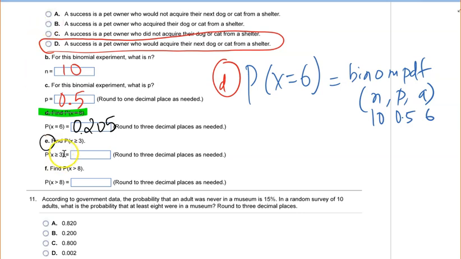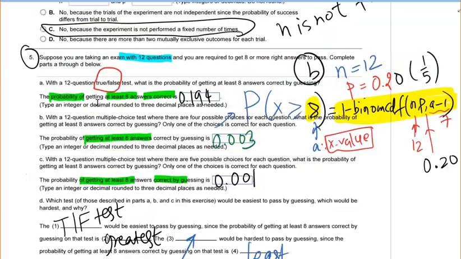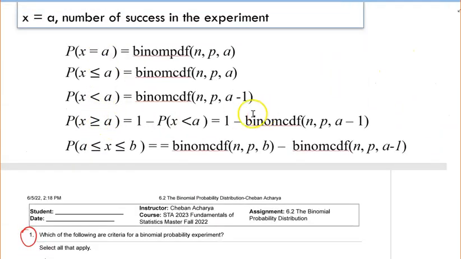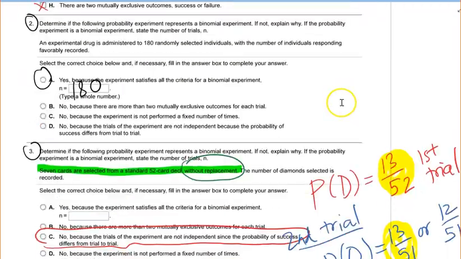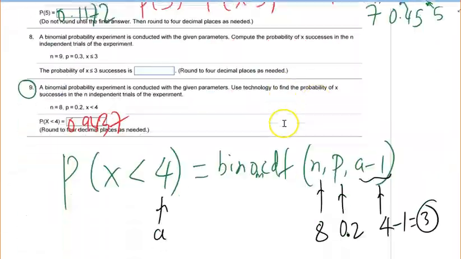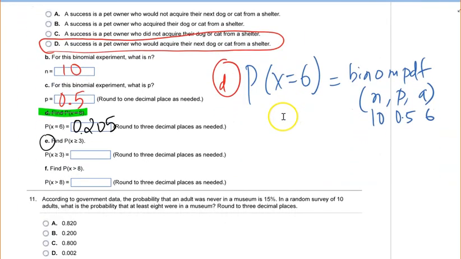Okay, for E, find P(X greater than or equal to 3). Use the function 1 minus binom CDF of n p a minus 1, as you did in a question before. You get the answer for this question as well, which must be 0.945.